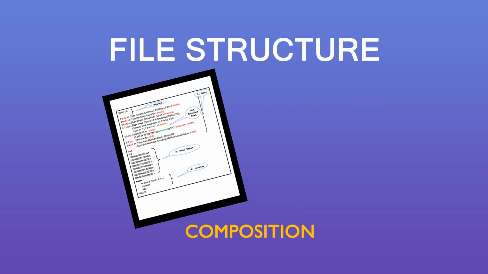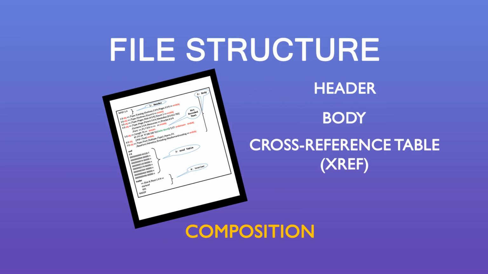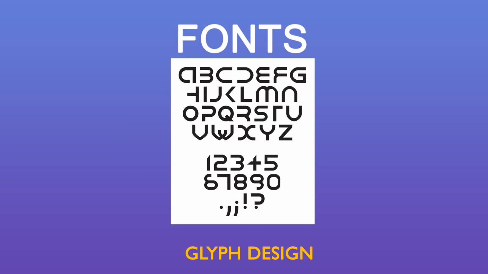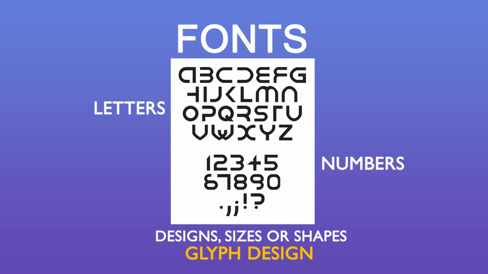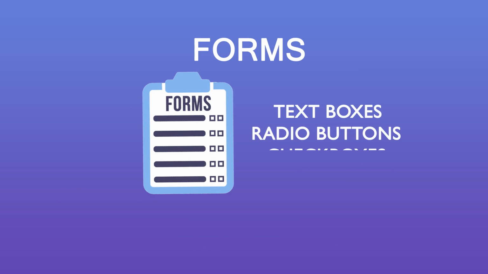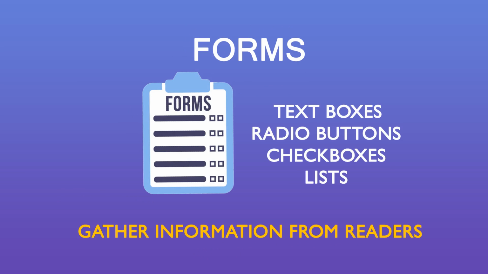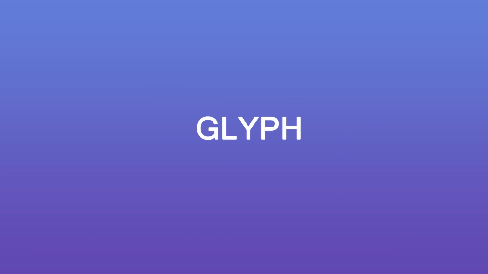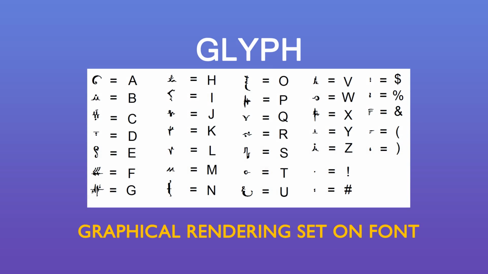File structure. The composition and construction of a PDF file consists of header, body, cross-reference table, xref, and trailer. Fonts, a graphical render or glyph design on the characters used: letters, numbers, and punctuations. Forms, fields such as text boxes, radio buttons, check boxes, and lists gather information from readers. Glyph, the graphical rendering that is set on a font. It basically makes up the design in the letters.